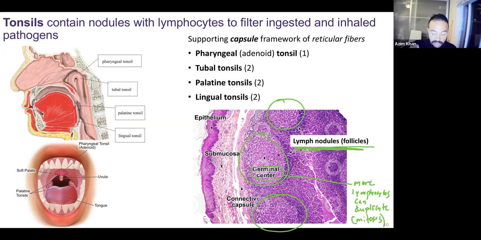There are 4 different tonsils in your nose throat region. The one that's most superior, take a look at this mid-sagittal cut, shown right here, is the pharyngeal tonsil. There's only one pharyngeal tonsil. So it's hiding in your nasopharynx. You might see it called the adenoid tonsil. It's the same thing.